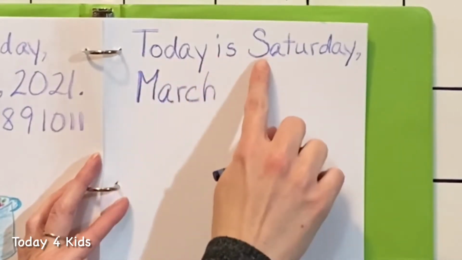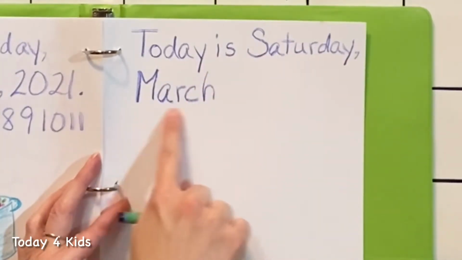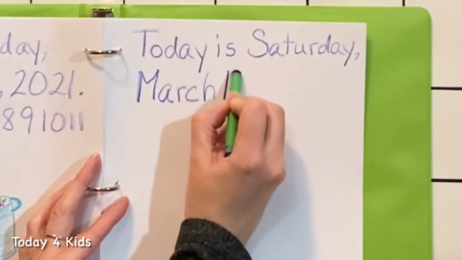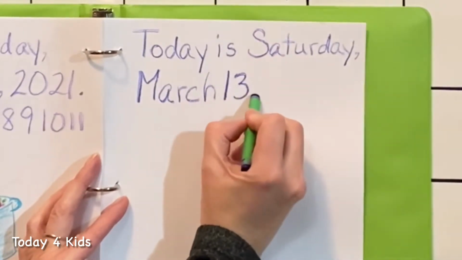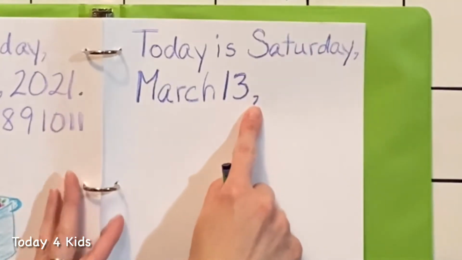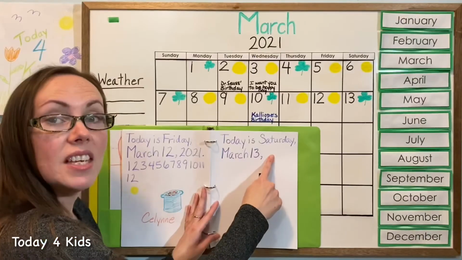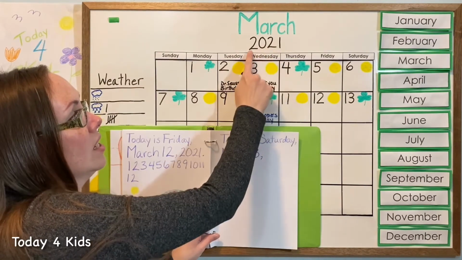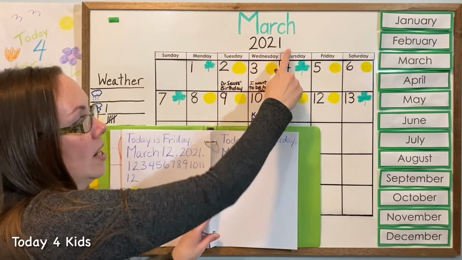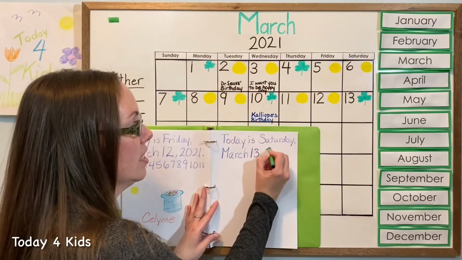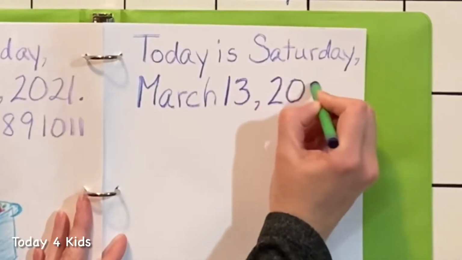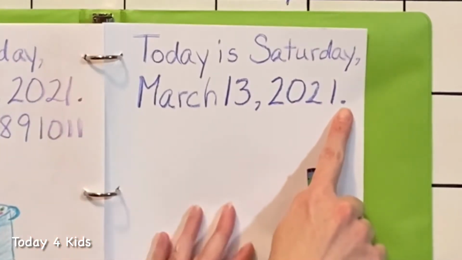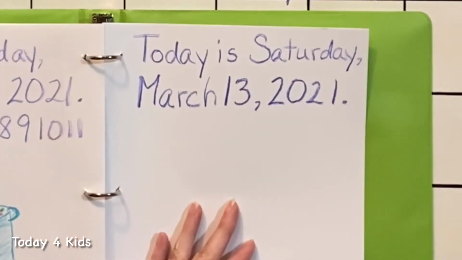Today is Saturday, comma, March 13th. So we'll put a 1 and a 3, and then another comma. And that comma reminds us to pause before we say the year. And the year is at the top of the calendar. 2021. So we can put that into our agenda. 2021. And then a period. And that period tells us to stop. We're not going to say anything else in our sentence.